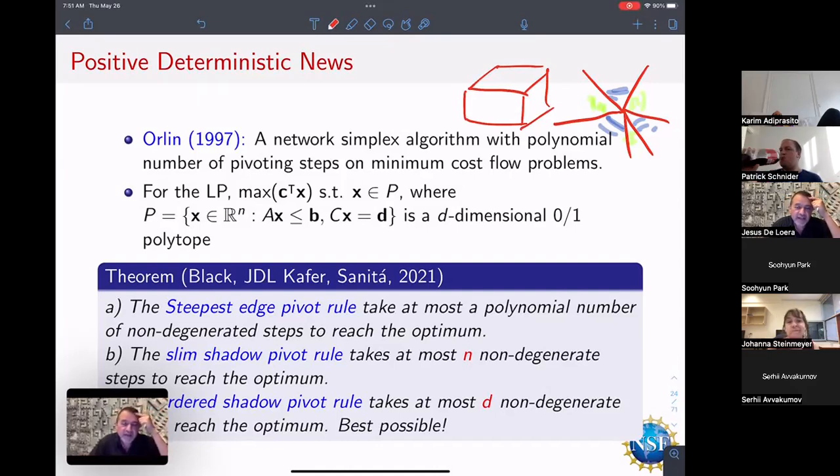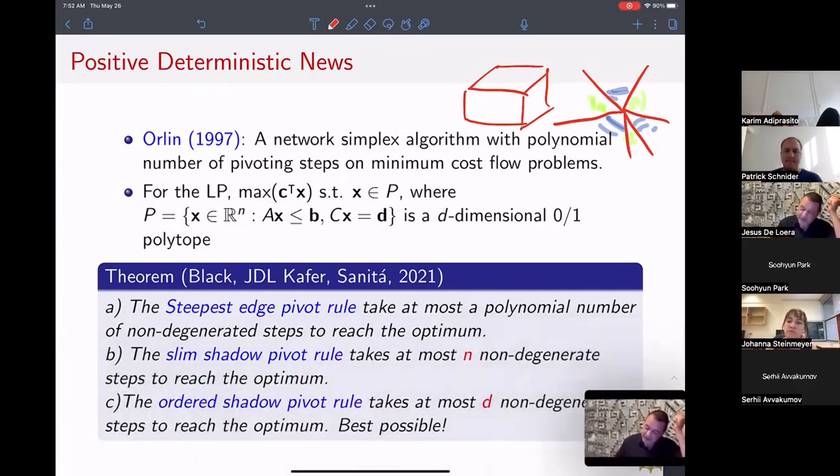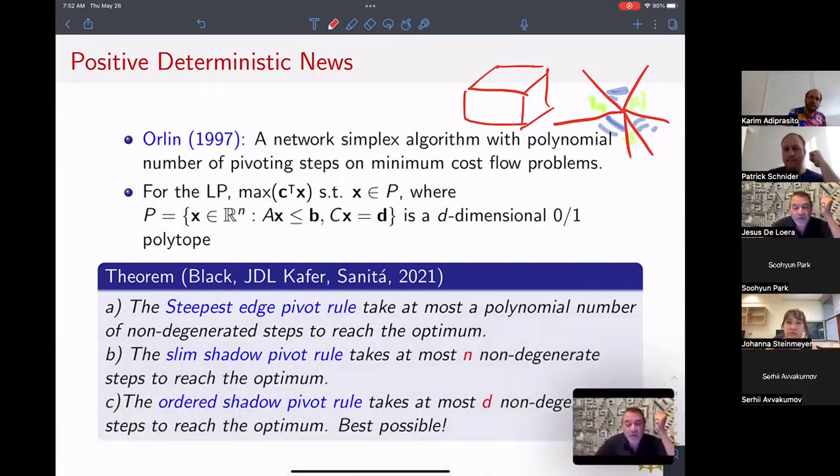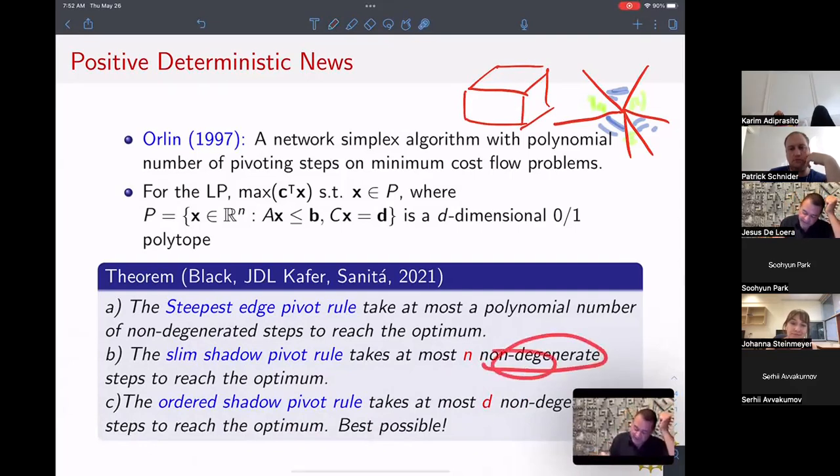Okay. I'm going to tell you the next result. The next result is another pivot rule that we called the slim shadow pivot rule. It takes only n steps, and non-degenerate steps. So this is again the same thing, non-degenerate steps to reach the optimal solution.